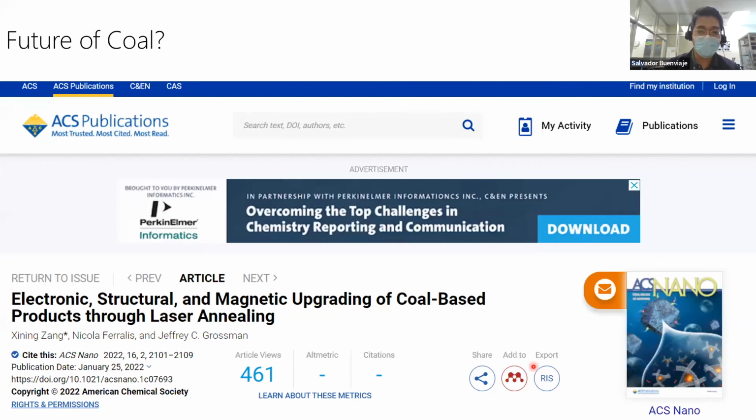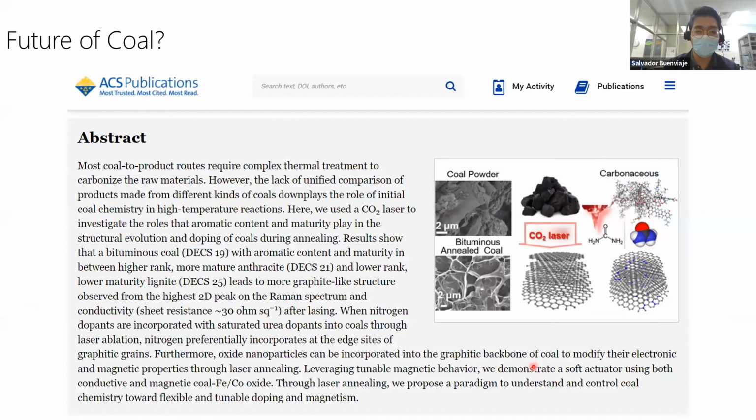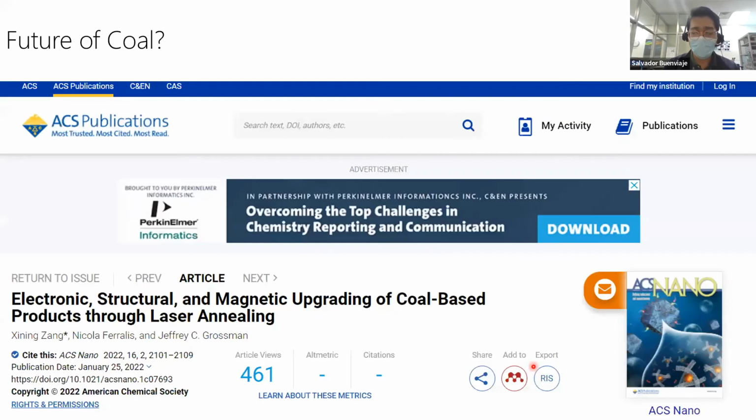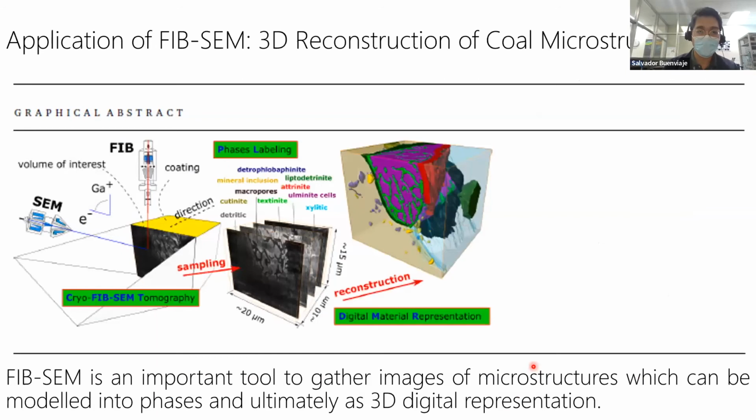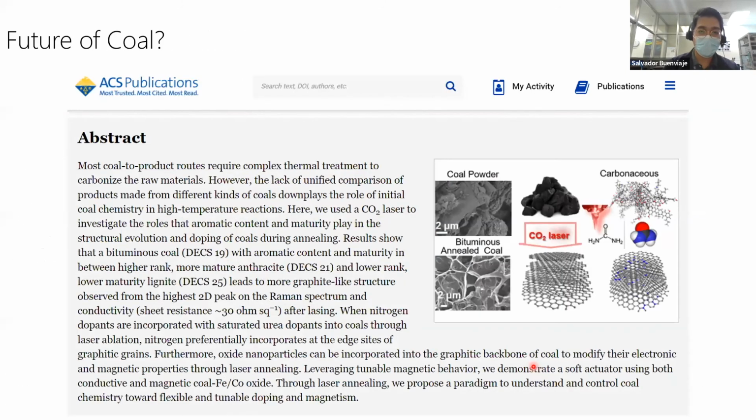So the question now is, where does coal come in? What will be the future use of coal? There are now studies tackling this, and the innovation here is that coal can be converted to electronic products. Here, a CO2 laser was used to alter the coal composition and structure to be used as an electronic device. But this is not the paper that I'll be discussing.